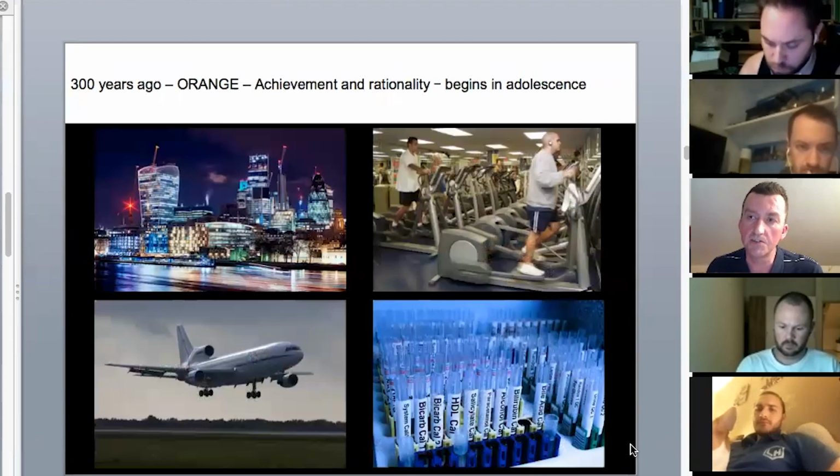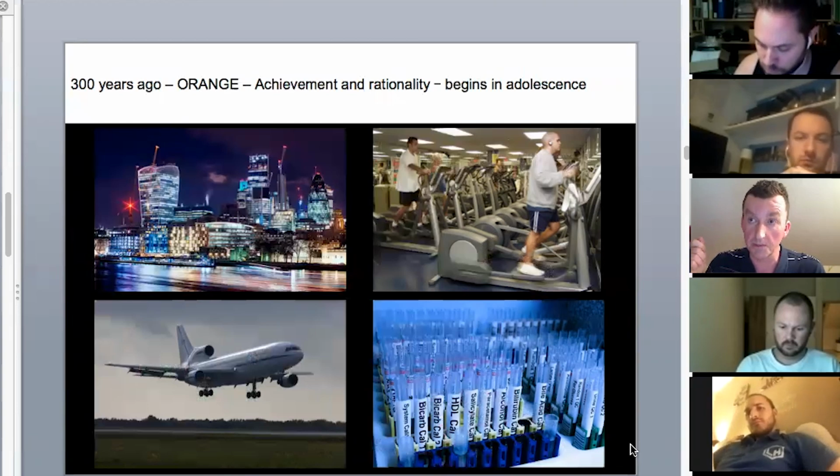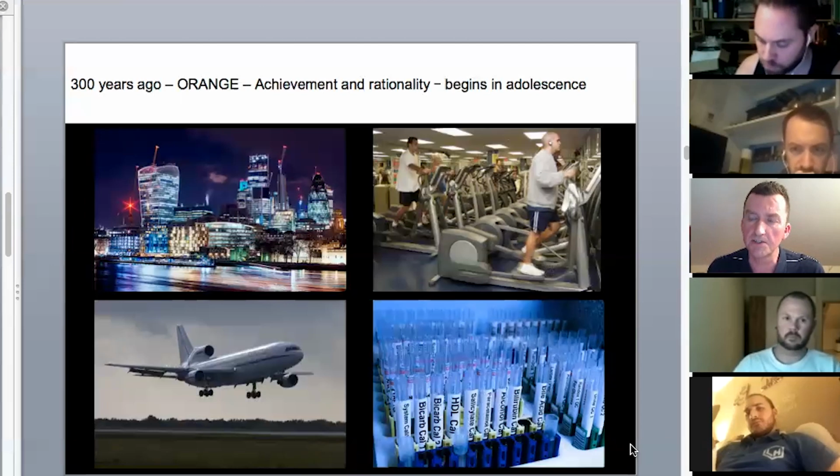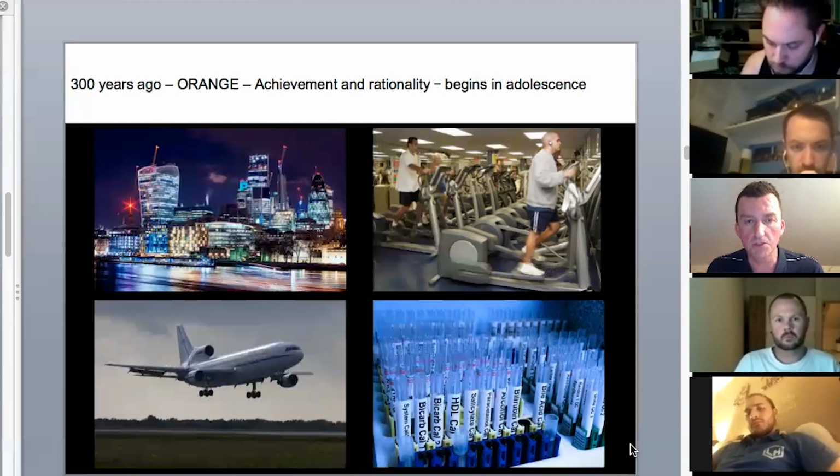And about 300 years ago, you get the birth of the orange worldview, another massive transformation internally, a completely new set of ideas, and the birth of achievement and rationality. So rather than truth being in the book, the truth is now discovered by, say, Copernicus, studying the stars and saying, hang on a minute, is the sun going round us, or are we going round the sun? And it starts to challenge what's in the Bible, etc. And we start to get the birth of science as the source of truth.